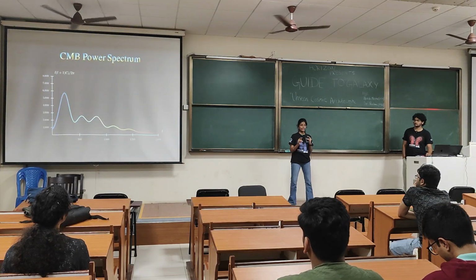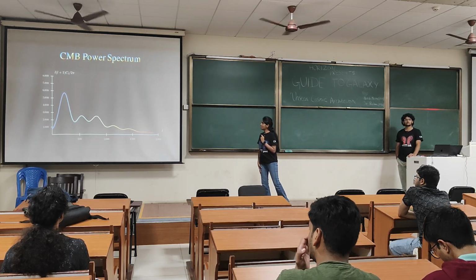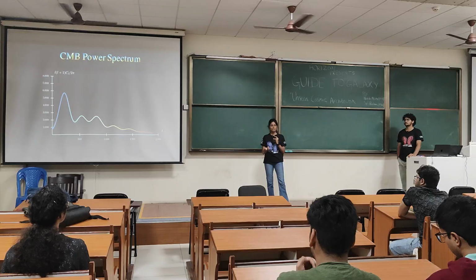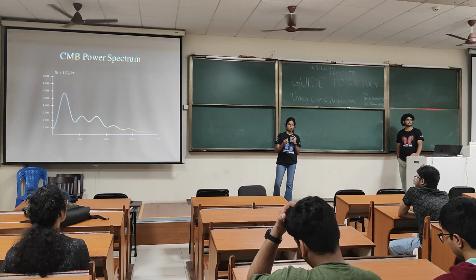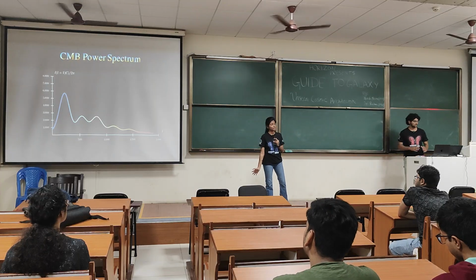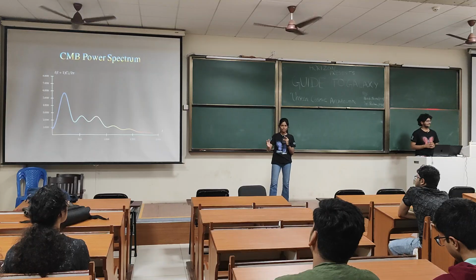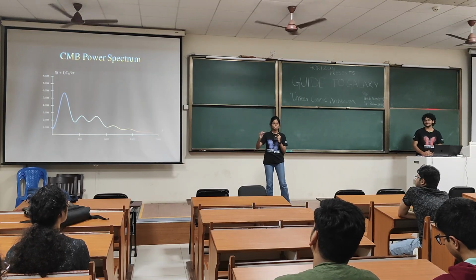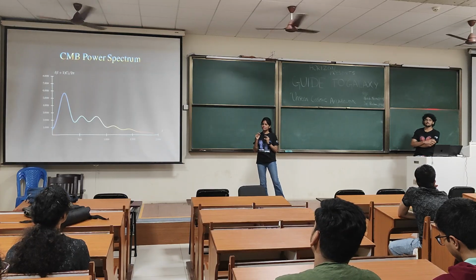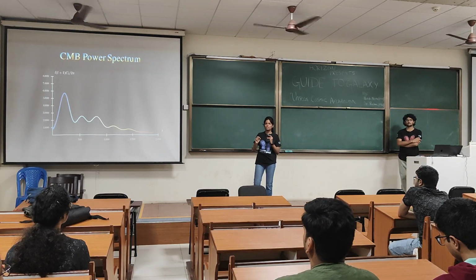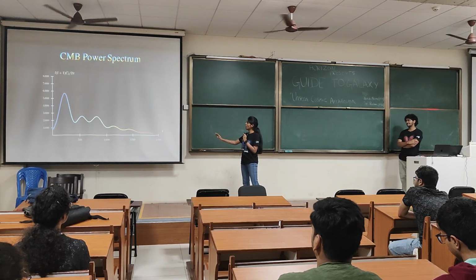You can go ahead. Yes, I told you about this power spectrum, right? So this is the CMB's power spectrum. Basically, what is the CMB? The cosmic microwave background. This is nothing but a map of the temperature fluctuations of the universe when it was around 380,000 years old, right? When the universe was around that age, we just took a snapshot of its temperature fluctuations, right?